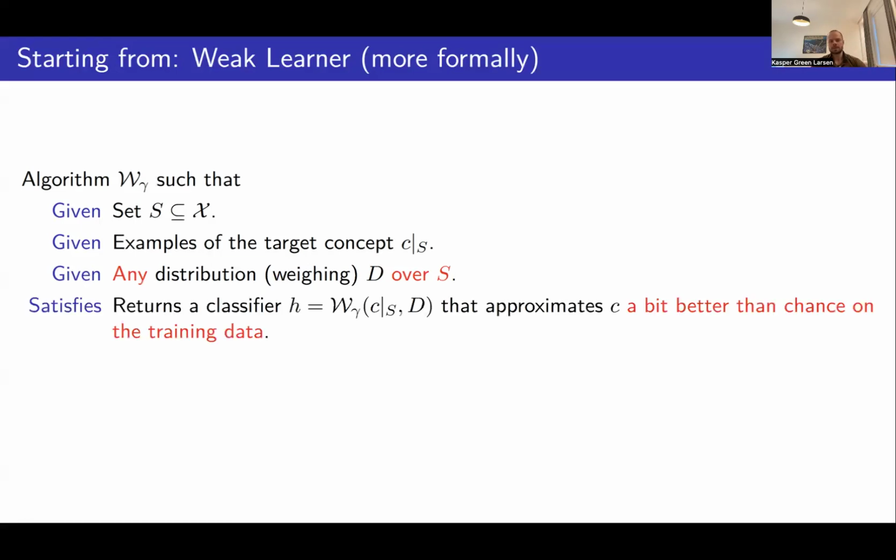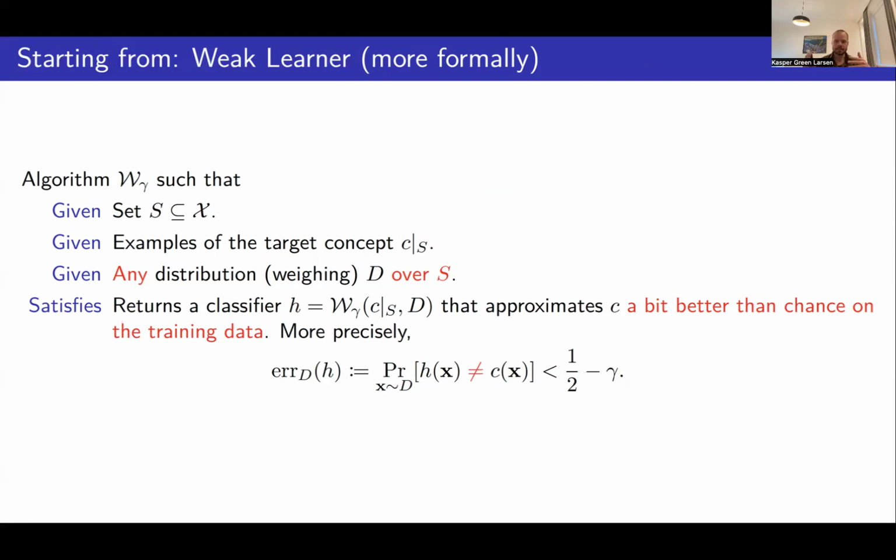And what it does then is return a classifier H that approximates this target concept a bit better than random guessing on the training data when we weigh it according to this distribution D, meaning that if I sample one of the training data points according to this distribution D, so remember the distribution is just over the training data, then the chance that the classifier I produce mispredicts the label is at most a half minus gamma. Right, so the error is at most a half minus gamma, meaning the accuracy is at least a half plus gamma. Okay. So this is a weak learner, right?